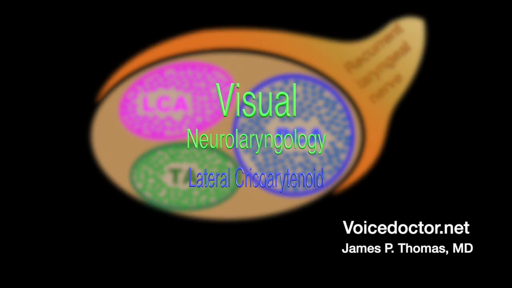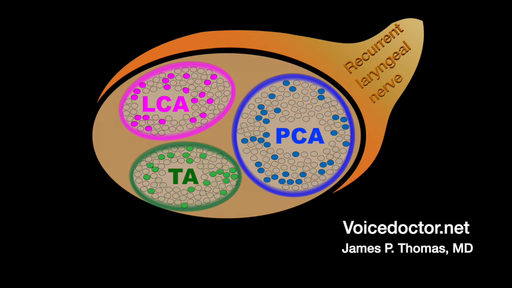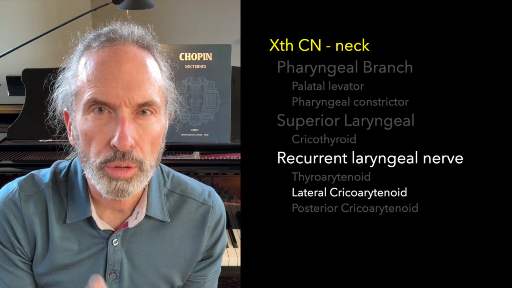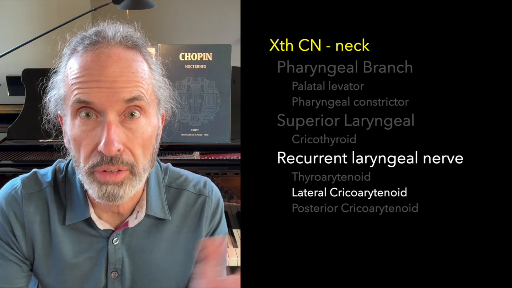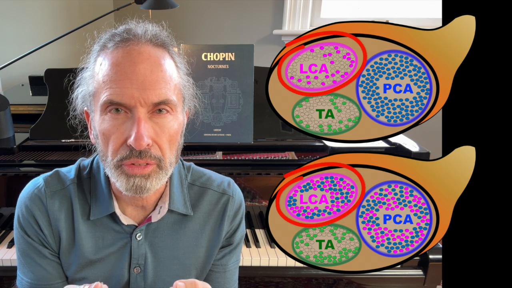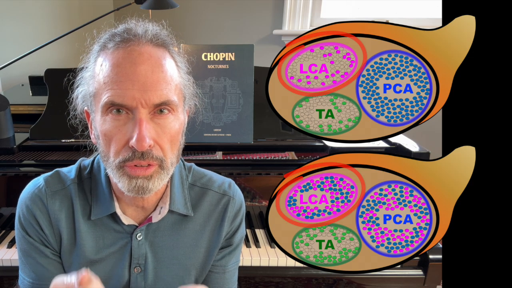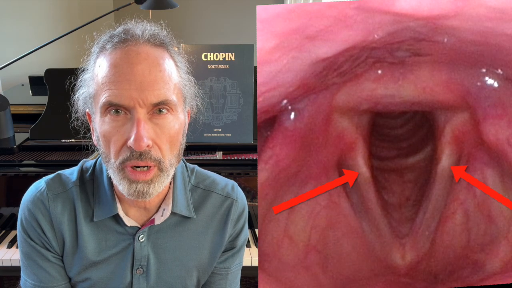In this series, I'm going over how to visualize nerve function in the larynx. In this video, we're going to take a look at one muscle, the lateral cricoarytenoid muscle. And you can't see it, it's out far in the larynx, but what we are going to look at is the effect of this muscle. And to focus on the lateral cricoarytenoid muscle, we want to focus on the vocal process.